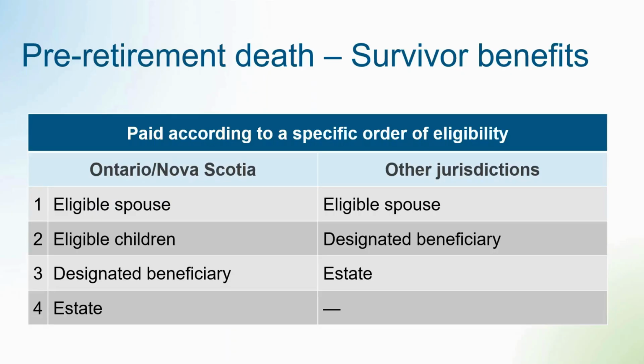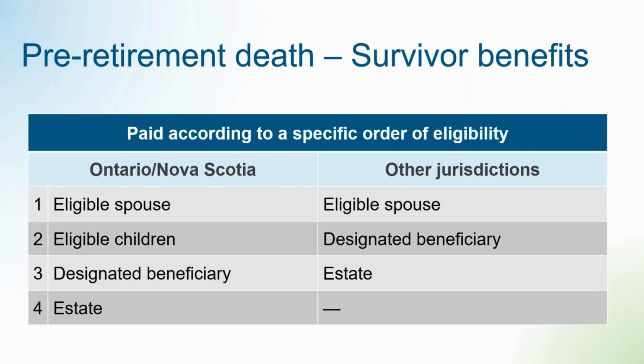Survivor benefits are paid according to a specific order of eligibility. The eligible spouse is the primary recipient of the survivor pension benefit, even if the member has designated a beneficiary who is not their eligible spouse. For members employed in Ontario and Nova Scotia who have no eligible spouse but have eligible children, the children will receive a children's pension. If the member has neither an eligible spouse nor eligible children when they pass away, their designated beneficiaries or their estate, as applicable, will receive the pre-retirement death benefit in a lump sum payment.